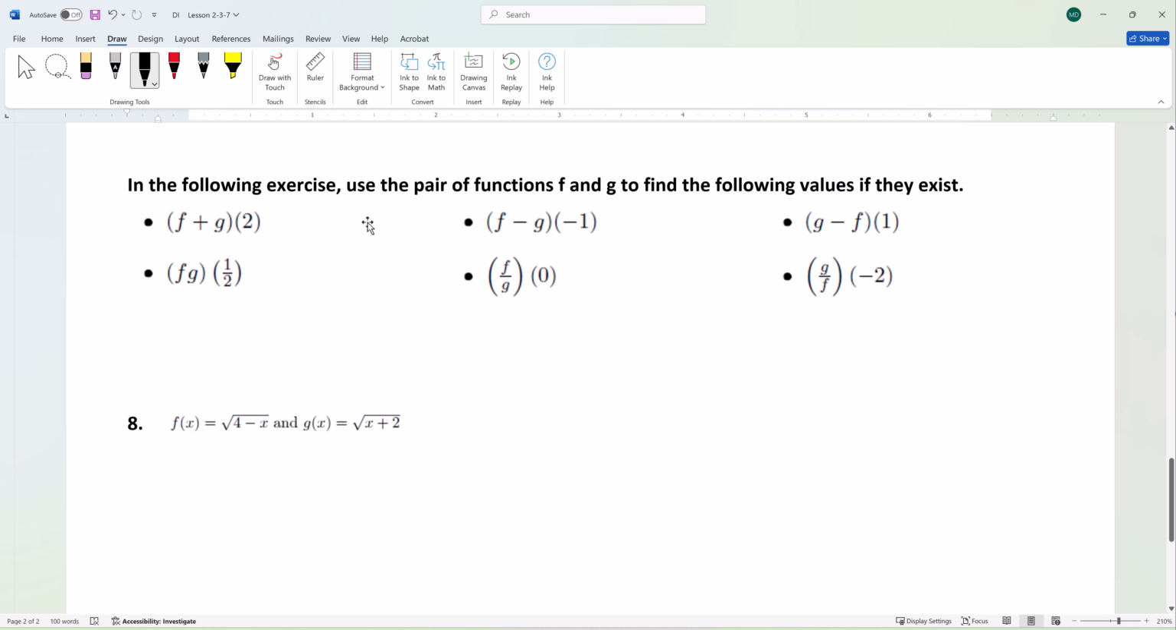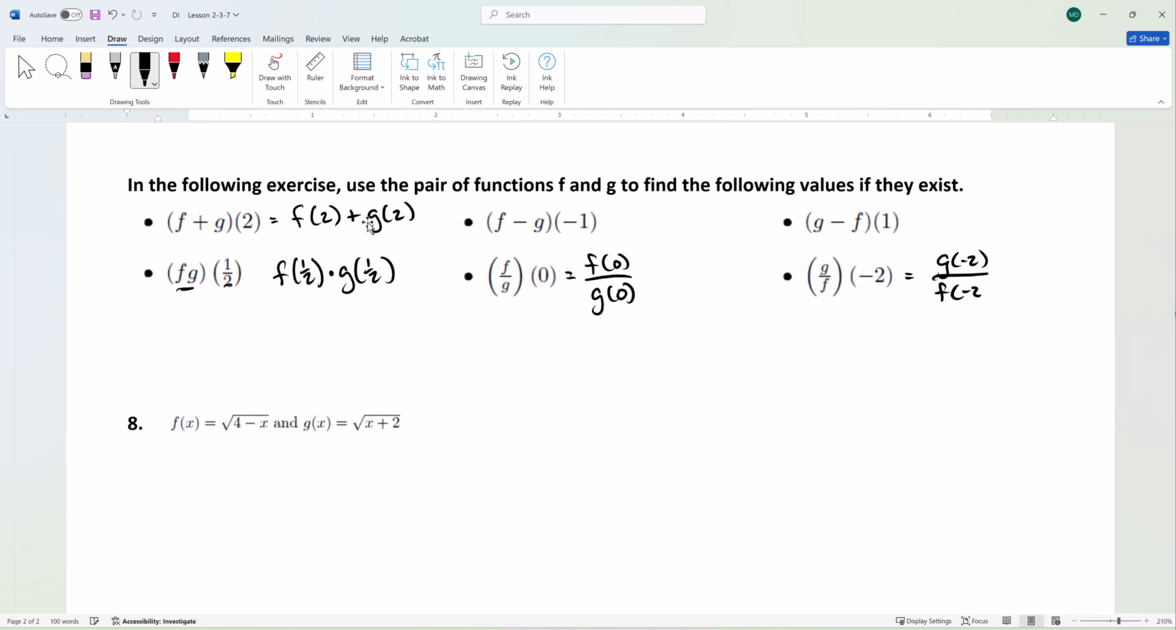Now remember, the point is we need to write it out first. This is the same as f of 2 plus g of 2. This is f of 1/2 times g of 1/2. This is not saying these are multiplied by 1/2. In function notation, it's what you're plugging in. This is f of 0 over g of 0. This is g of negative 2 over f of negative 2.